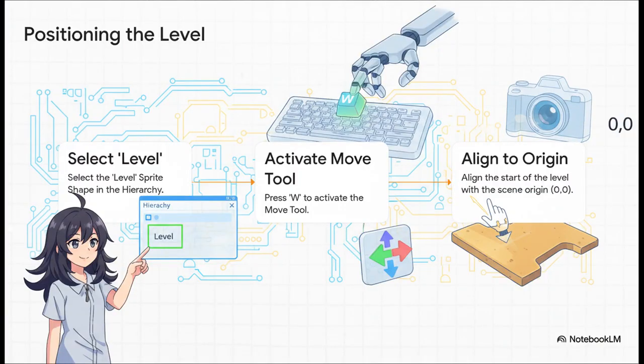So, super simple stuff here. Go ahead and find your level object over in the hierarchy window, click on it. Now just hit the W key on your keyboard, that's the shortcut for the Move tool. See that camera icon right there in the middle of the scene? That's the origin 0, 0. It's just good practice to line things up with it. So just grab your level and drag it over so the start of it is right on top of that camera. Done. This just keeps things nice and tidy and means when we add new stuff, we know exactly where it's going to show up.